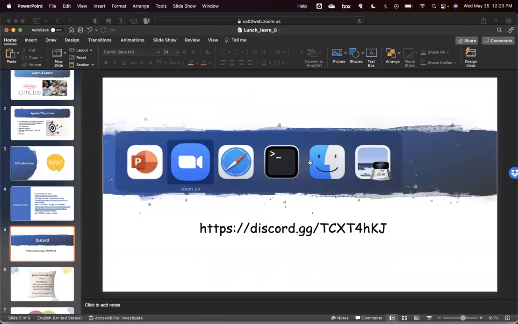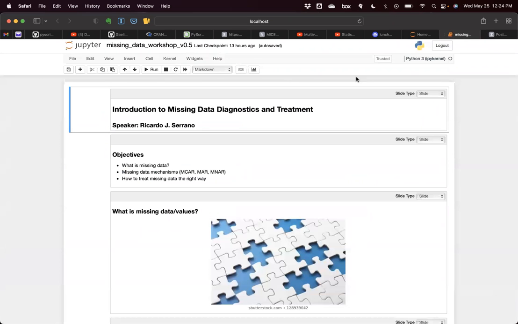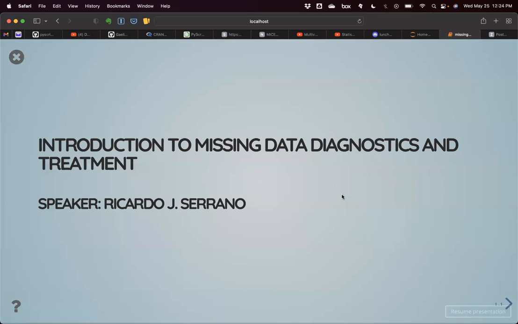Okay, so let's start with our discussion of today's topic, which is missing values. That's the main subject that we're going to be discussing for the rest of the meeting: to introduce you to some missing data concepts, diagnostics, and some possible treatments.